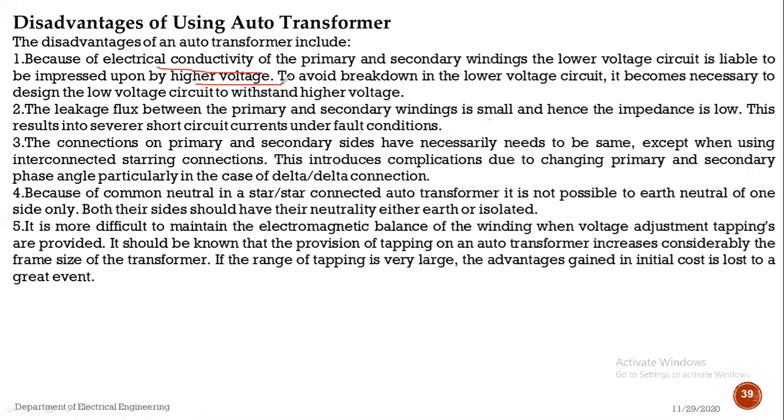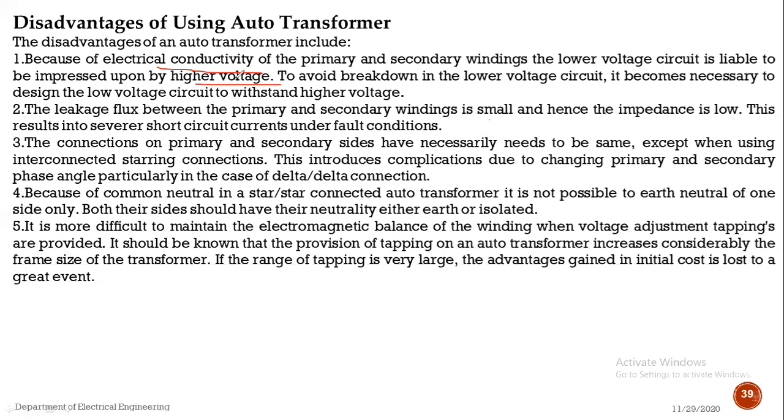Okay, so see this one, the first disadvantage is that electrical conductivity आहे, that means there is an electrical connection between primary and secondary. Primary winding आणि secondary winding मध्ये electrical connection आहे. So there is electrical conductivity or electrical connection between primary and secondary winding. So the lower voltage circuit is liable to be impressed upon by the higher voltage circuit. Okay, so the low voltage circuit can be impressed upon by the high voltage.